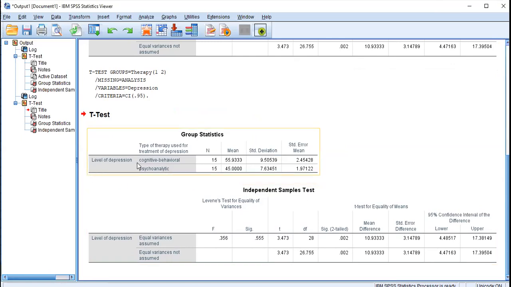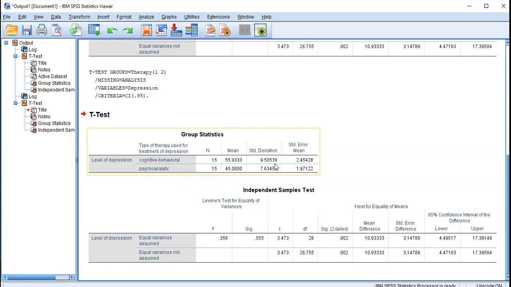Level of depression for cognitive behavioral for 15 respondents is 55.933 with a standard deviation of 9.5 something, whereas for psychoanalytic, again for 15 respondents, it is exactly 45 with a standard deviation of 7.6 something. One thing we know is that there is some difference in the depression level of people who got treated using cognitive behavioral as compared to those treated through the psychoanalytic method.